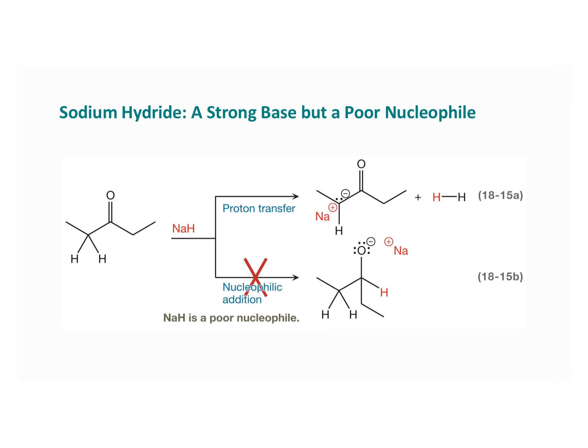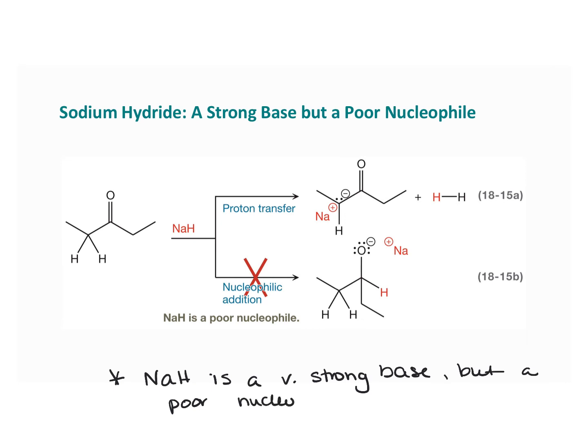Now, even though sodium hydride is a good source of hydride, it does behave differently than sodium borohydride or lithium aluminum hydride. And what we mean by that is that sodium hydride is a very strong base, but a poor nucleophile. Now, remember, sodium borohydride and lithium aluminum hydride were good, strong bases and also strong nucleophiles, right? Well, here we have a poor nucleophile.